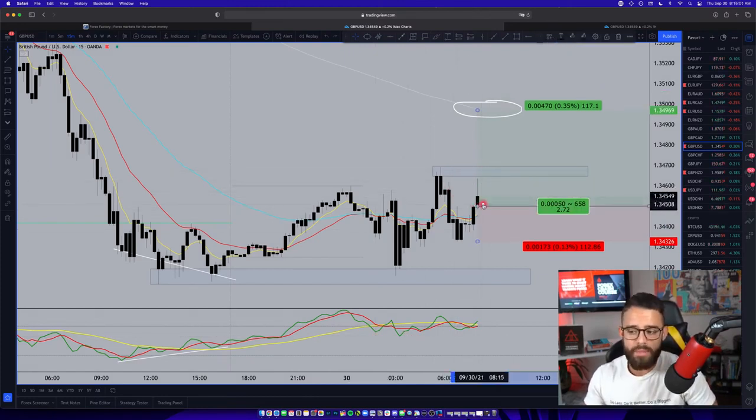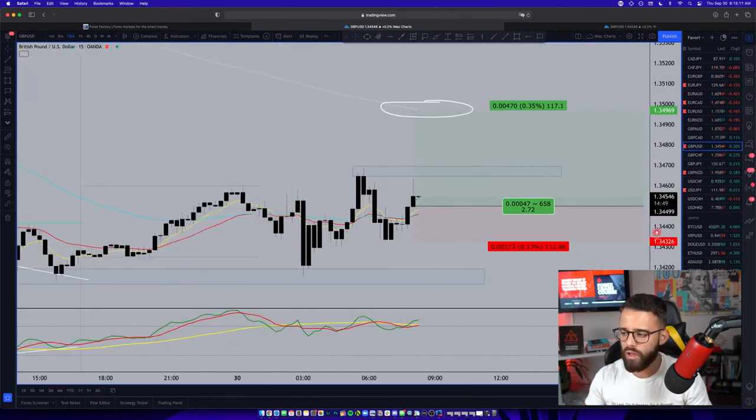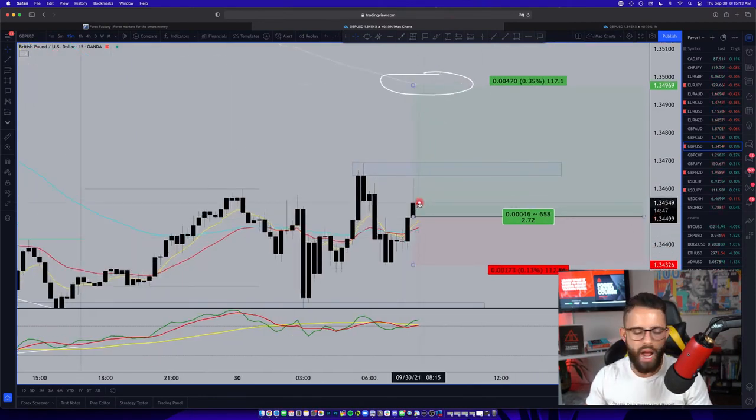Now, if it does break back down through the 8, back down through the 50, that could kill the idea. But we're looking for higher lows and higher highs. So the next part of structure here would be a higher high. And with that bar right there closing, since it's now 8:15, we're outside the 8 EMA.